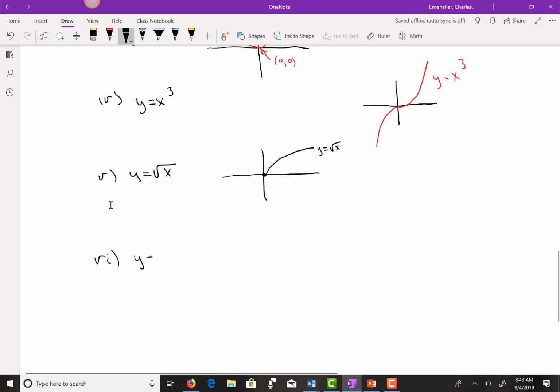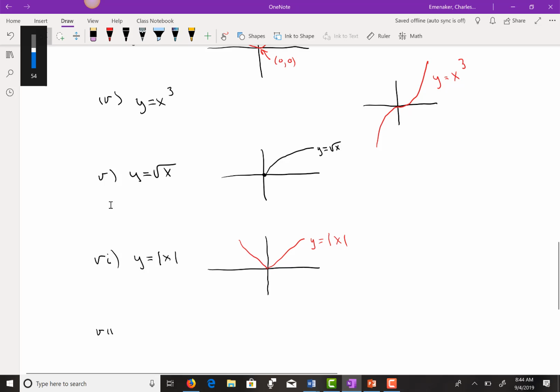Okay. Number 6, y equals the absolute value of x is going to look like this. Those should be straight lines at a 45-degree angle. And a last common one that we're going to include in this list is going to be y equals 1 over x.